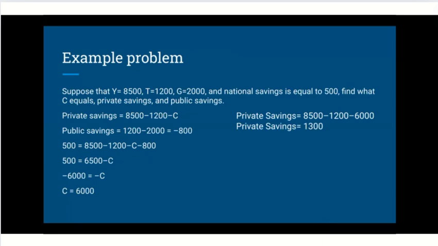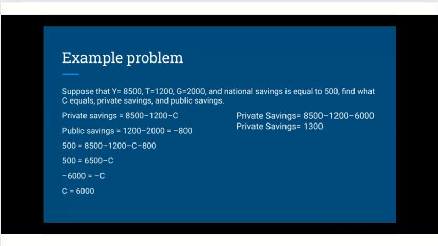Now we'll look at an example problem. Suppose that Y equals 8,500, T equals 1,200, G equals 2,000, and national savings is equal to 500. Find what C equals, what private savings equals, and what public savings equals.